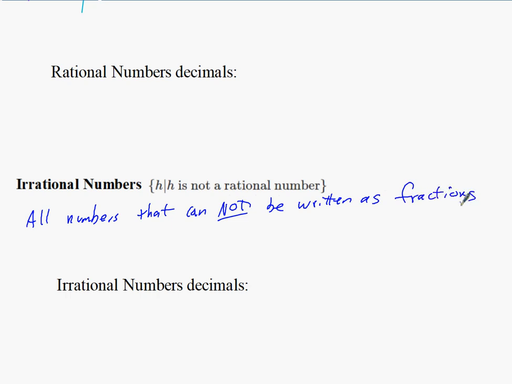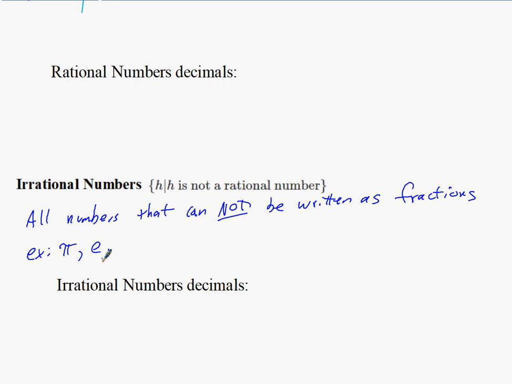What's an example of an irrational number? Can somebody tell me an example of a number that cannot be written as a fraction? Pi. There it is. Pi is one. Any other ones? Yes, there's one called e. E is kind of like pi. It's the natural number, 2.7128, something like that. It goes on and on.